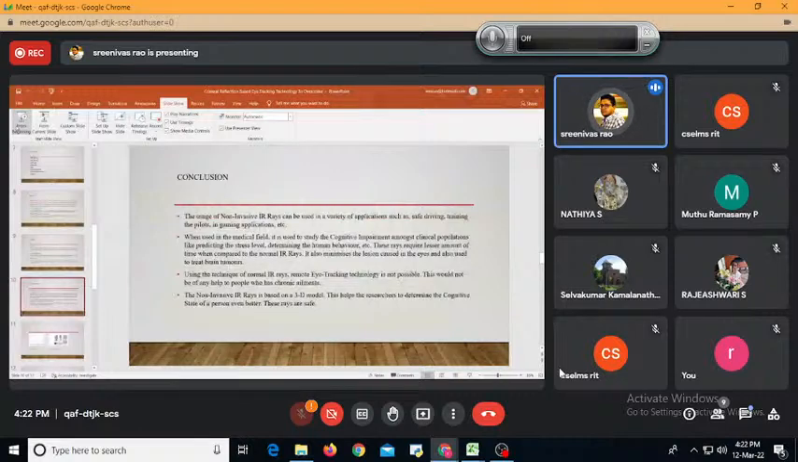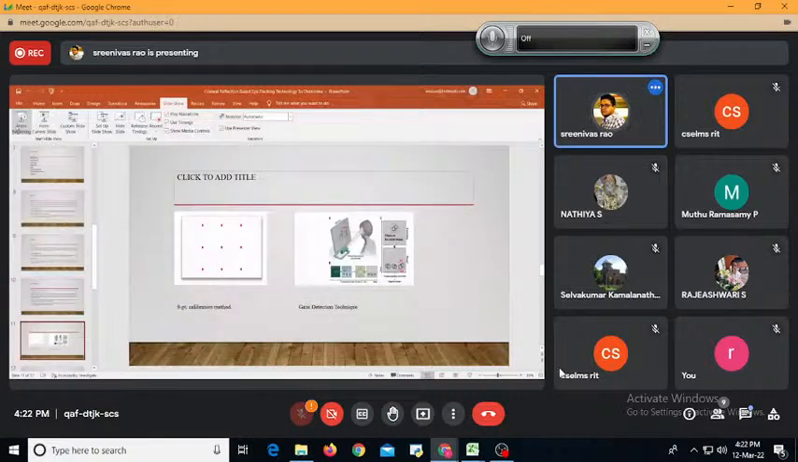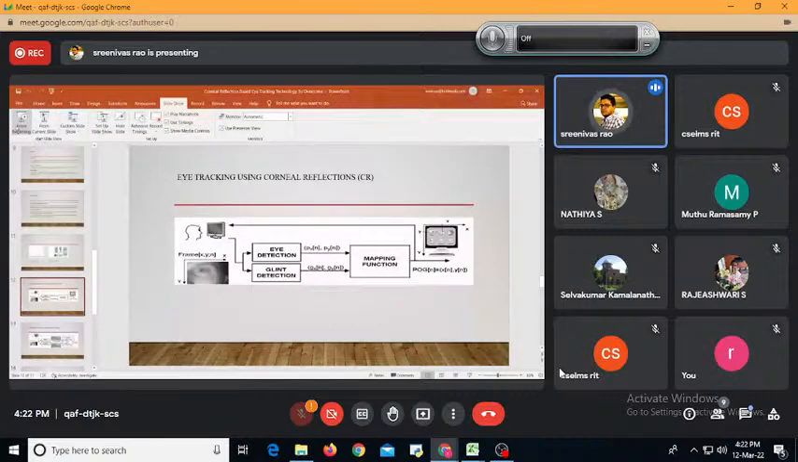The first image depicts the 9-point calibration method. The second image depicts the gaze detection method. And then this is the eye tracking method used, which uses corneal reflections. First the user is made to focus on a screen, the eye is detected, and then the glint is detected, and then these are mapped, and the point of gaze is finally calculated.